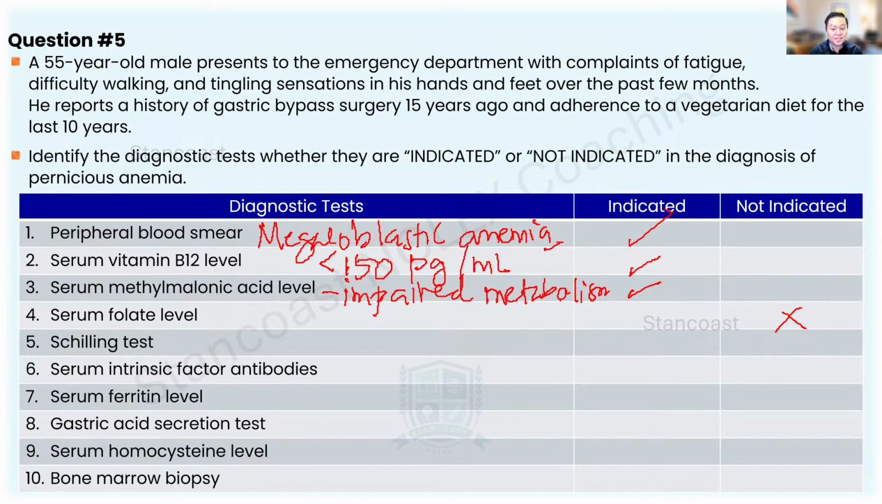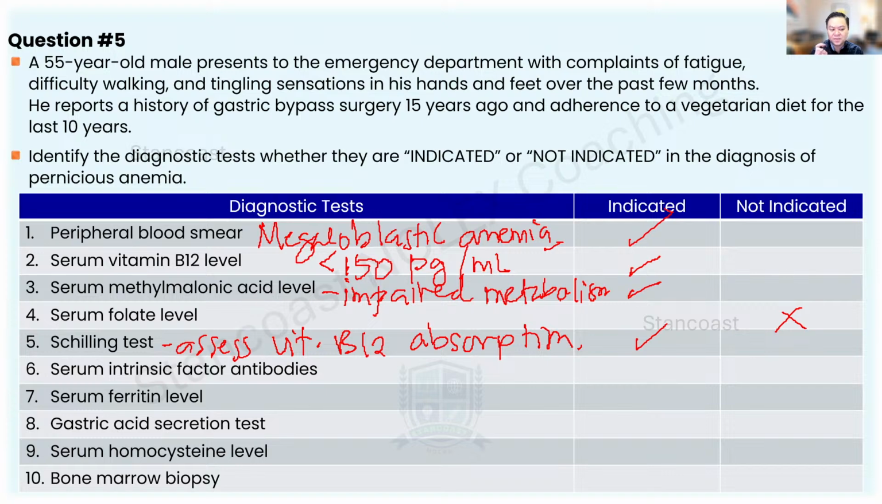What about the Schilling test? You think that the Schilling test would help? Of course, yes. This is one of the oldest tests, but it's no longer as popular as in the past, and most agencies now don't have this kind of testing available in their institutions. This can actually evaluate the vitamin B12 absorption. So that is indicated.